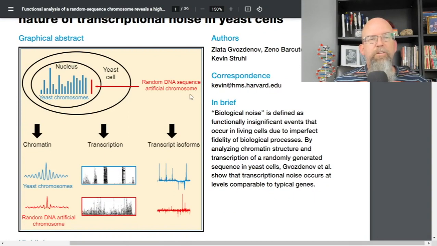What they're showing here is a typical yeast cell, right? That's the organism we're interested in here. Yeast cells are eukaryotes. Eukaryotes have a nucleus, just like you and I have a nucleus. And inside that nucleus, that's where we maintain our genetic information, our genome. The nucleus includes a number of different chromosomes, and it does in yeast. They have a bunch of different chromosomes. And what they've done is they have created a random DNA sequence artificial chromosome.